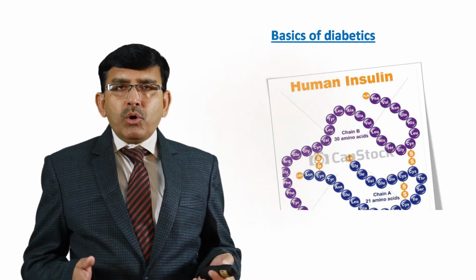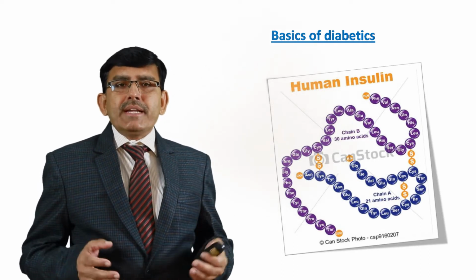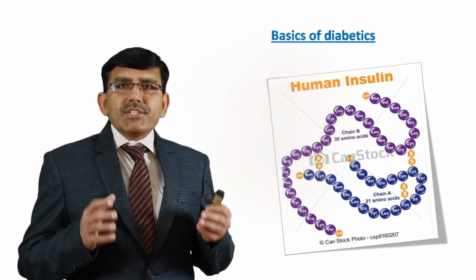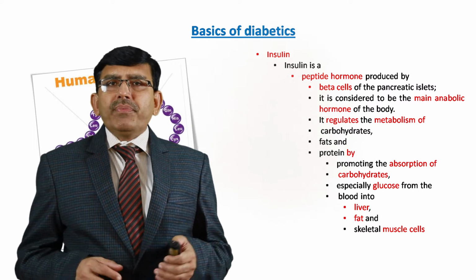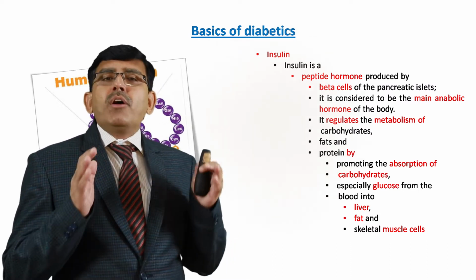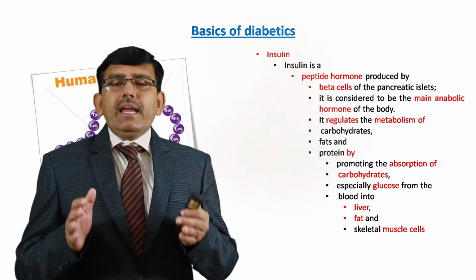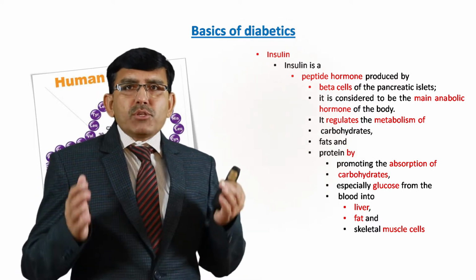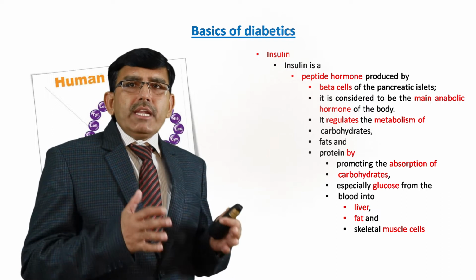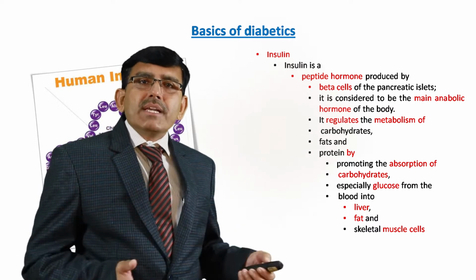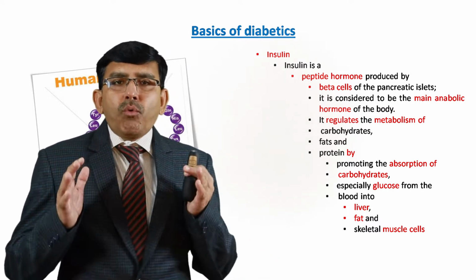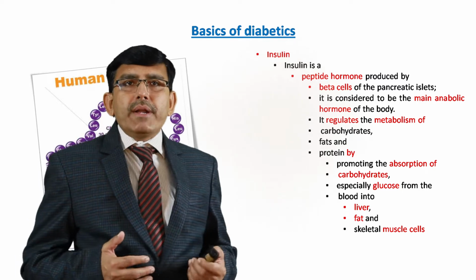Let us start with insulin, its meaning and working. It is a peptide hormone produced by beta cells present in the pancreas. It is considered the main anabolic hormone of the body. It regulates the metabolism of carbohydrates, fats and protein by promoting the absorption of carbohydrates, especially glucose, from blood into liver, fat and muscle cells, which is the main important working of insulin for our body.